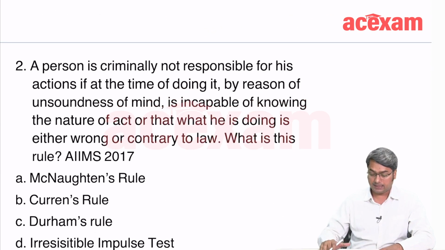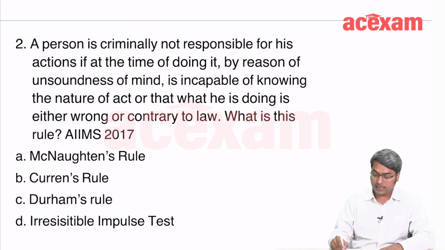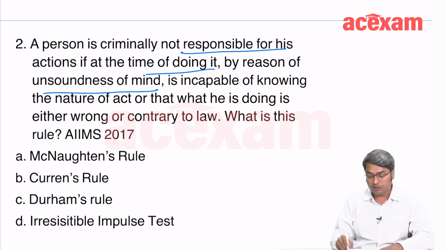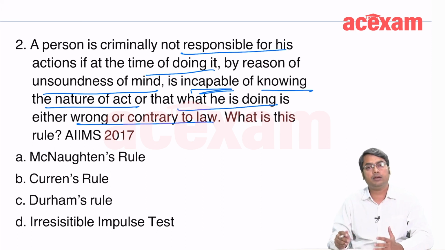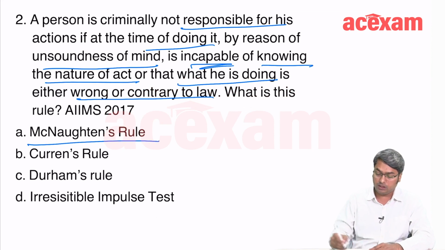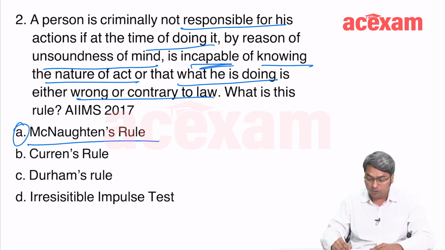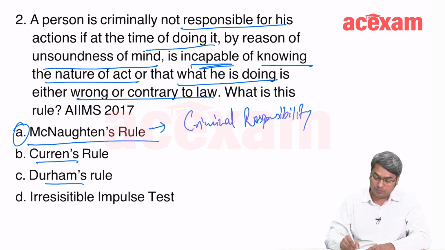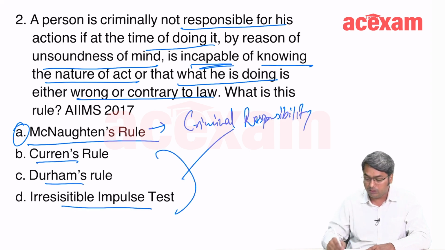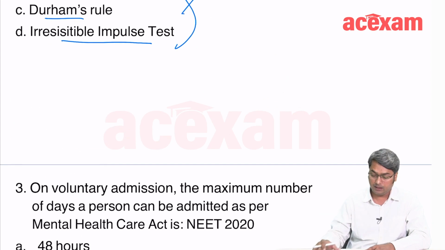Next, a person is criminally not responsible for his actions if at the time of doing it, by reason of unsoundness of mind, he is incapable of knowing the nature of the act, or that what he was doing is contrary to law or wrong. This is the statement given by McNaughton's rule. It has been totally written in the question itself. So McNaughton's rule deals with this particular provision, and it is about the criminal responsibility of an insane person. In fact, all these laws, Curren's rule, Durham's rule, and irresistible impulse test, are about the criminal responsibility of an insane person. And in India, this is given by section 84 IPC.